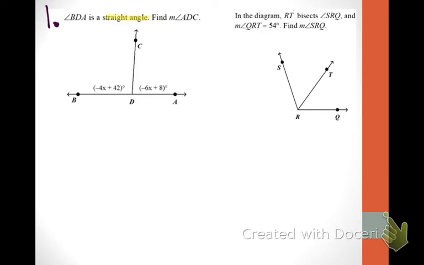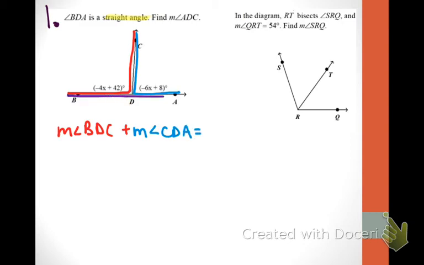Is there a bisected angle here? Does it say it? No. Does it have little arcs? No. So is there a bisected angle? No. So here is what we learned last week. The inner angle, the measure of BDC, plus the other inner angle, the measure of angle CDA, equals the measure of the outer angle, BDA.